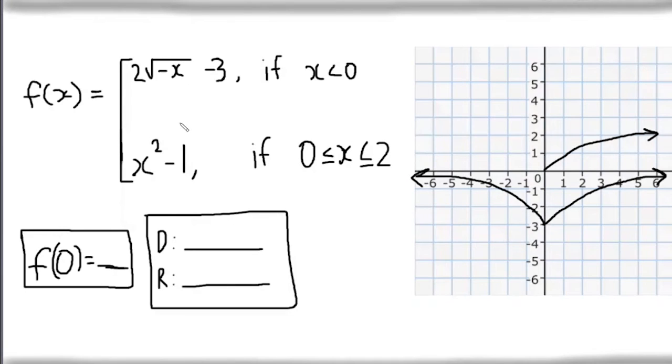But that's not all. There's more. This 2 is being multiplied to our thing. So we're going to have a vertical stretch of 2. So that just means you multiply the y values by 2. So let's get rid of all those. So we know that it starts from here.